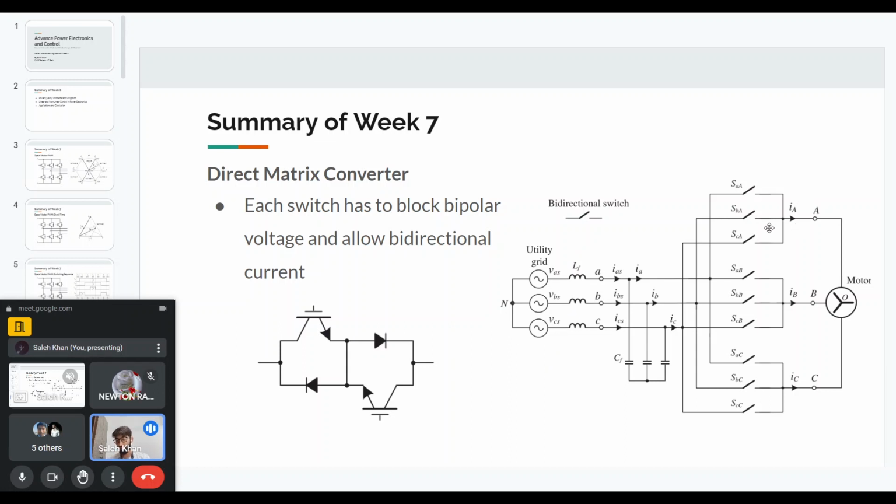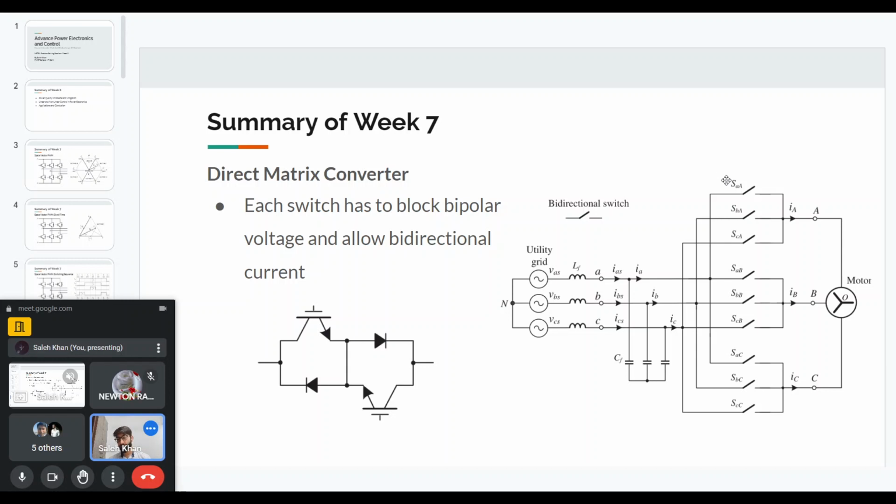And similarly, you can easily see that the current, let's say for a motor, can be positive and negative if it is regenerating. So if we want a bidirectional power flow, then the current IA can be positive as well as negative. So whichever device is on has to allow positive as well as negative current flow. That means it has to allow current from input to output as well as output to input. So all these switches have to be bidirectional switches.